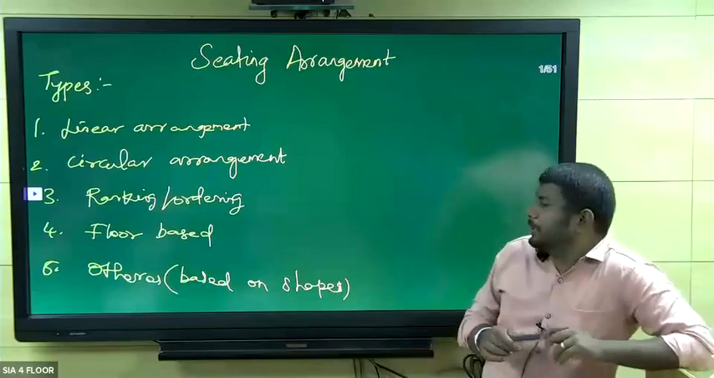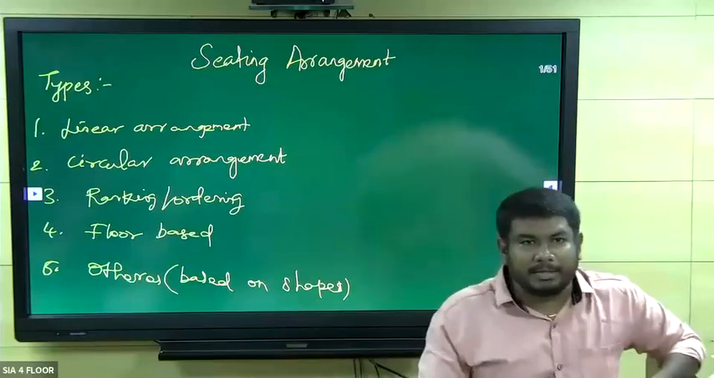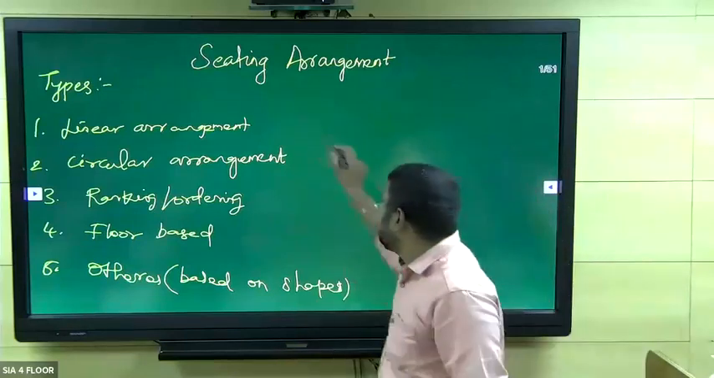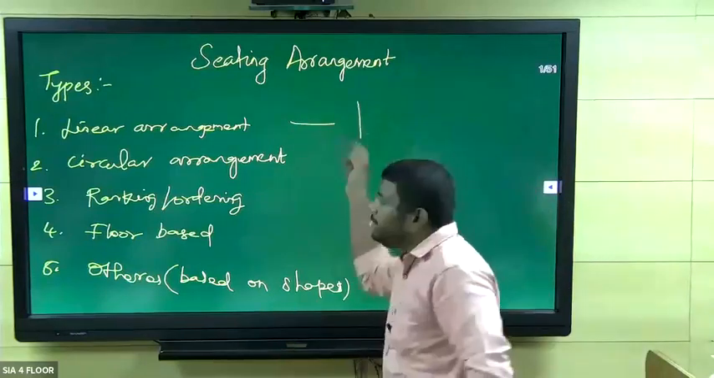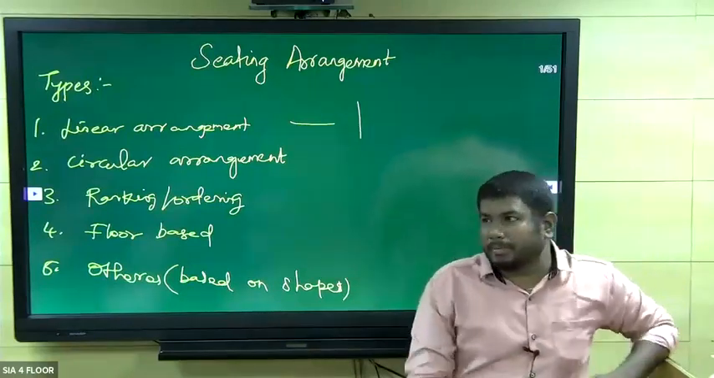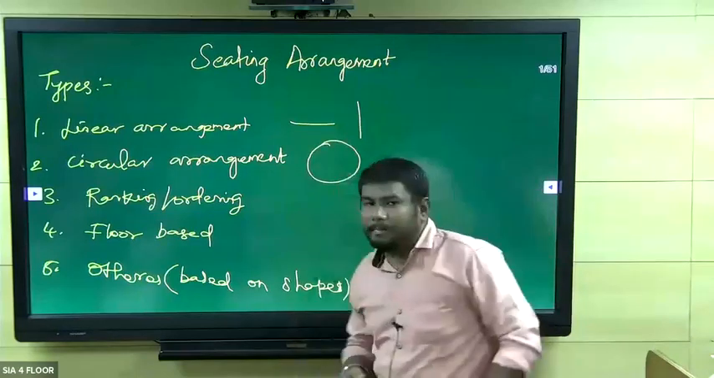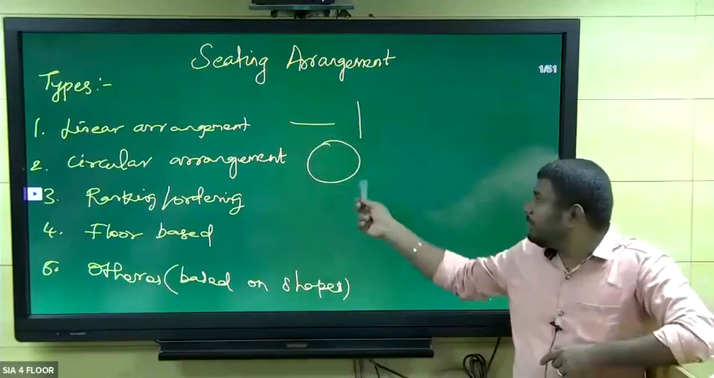Linear arrangement is normal, like while sitting in a class. We will make our own arrangement, in a row or column. So that is a linear arrangement. Then circular arrangement: in a round table conference or somewhere while playing cards, this arrangement takes place, right?